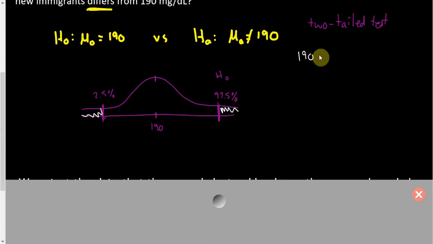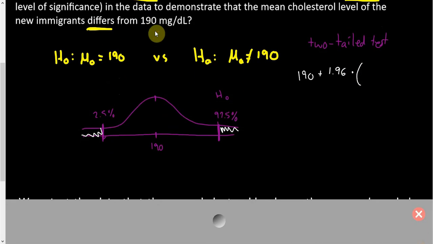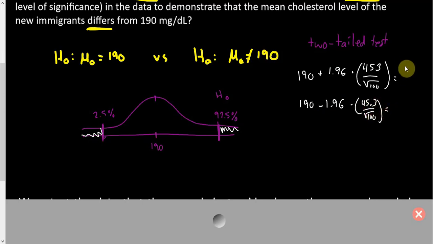So we'll start with the 190 and we'll go plus. And what we found for that critical value, the z alpha over 2 is 1.96. That's our critical value times. And let's see, what was our standard deviation? I got to scroll up and find it. 45.3 divided by the square root of our sample size, which I think for this problem was 100. Okay, and then we'll do the same thing because z-scores are symmetric. On this side, the z-score was positive 1.96. On this side, it'll be negative 1.96. So minus 1.96 times 45.3 over the square root of 100. And we'll just use a calculator to find these two things. I've already done it for us. This one's 198.88, and this one is 181.12, assuming I typed them in my calculators correctly. So let's put these on the number line.